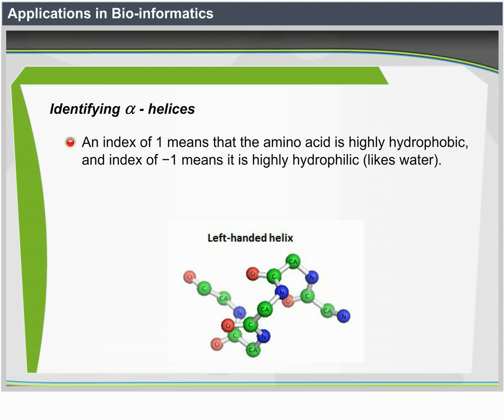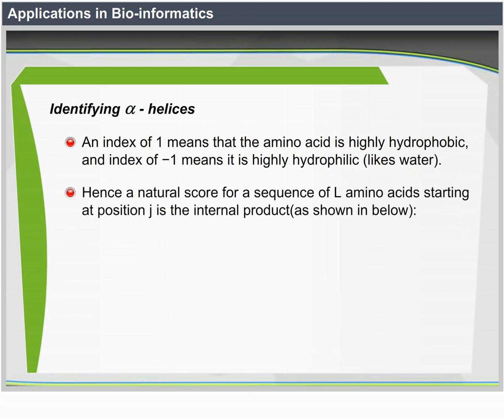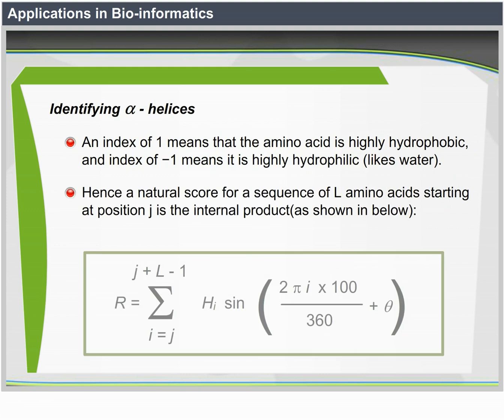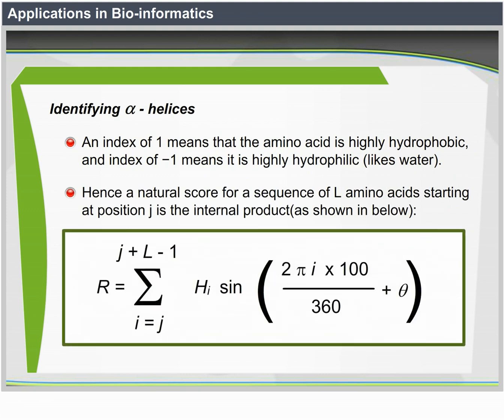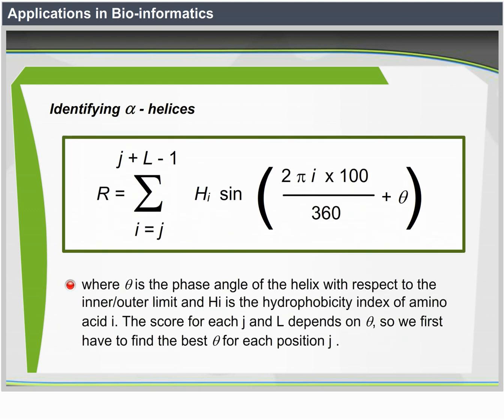and an index of -1 means it is highly hydrophilic, likes water. Hence, a natural score for a sequence of L amino acids starting at position J is the internal product as shown below, where theta is the phase angle of the helix with respect to the inner or outer limit, and Hi is the hydrophobicity index of amino acid I. The score for each J and L depends on theta, so we first have to find the best theta for each position J.